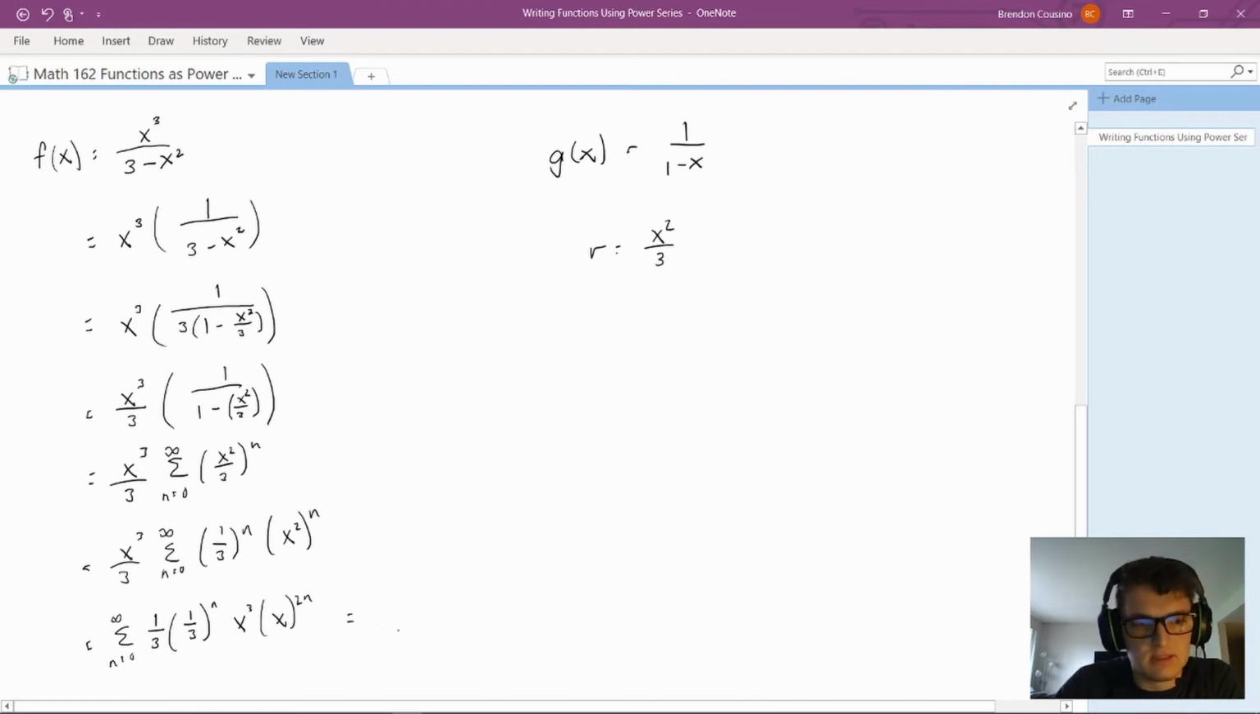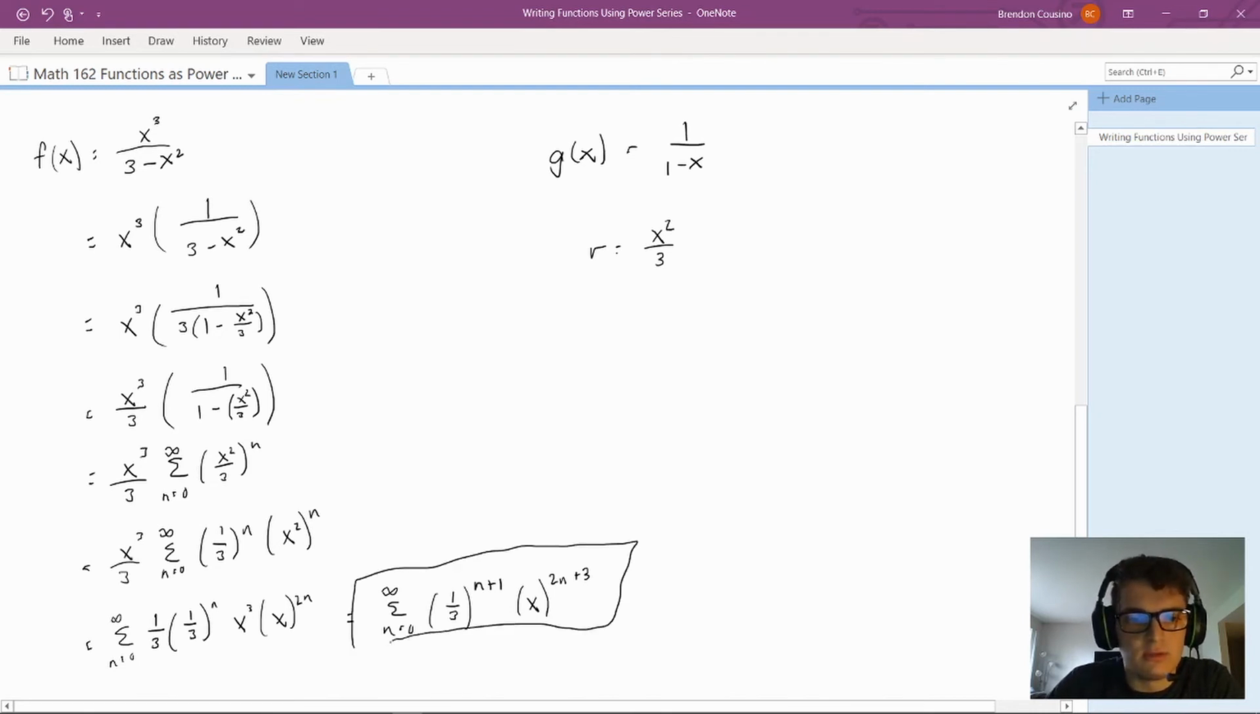So now let's see what it's going to simplify down to. We have the summation as n is equal to 0 to infinity of 1 over 3, and using our exponent rules, we can make this to the n plus 1, multiplied by x to the 2n plus 3. So this is our power series representation of our initial function that we had, this f of x is equal to x cubed over 3 minus x squared.